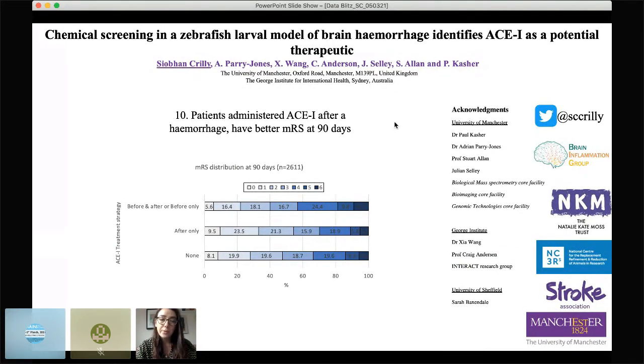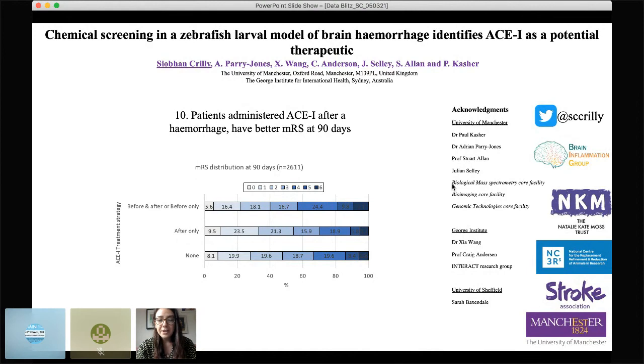And when we analysed these patients for those who had been administered ACE inhibitors after a hemorrhage, as opposed to those who were on them prior to the ictus, we noticed that there is a significant increase in the neuroprotection offered from ACE inhibitors, and this translates to a better score of mRS at 90 days. And this was only seen in those patients that were administered ACE inhibitors after a hemorrhage.